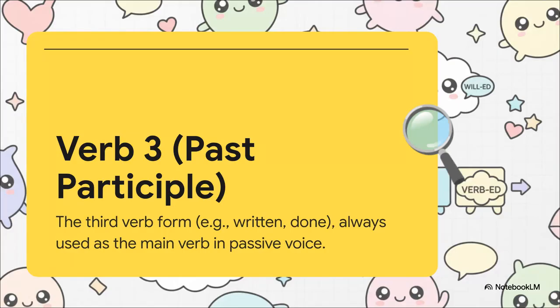And when you shift that spotlight, mechanically, something very specific has to happen. Your main verb transforms into what we call verb 3, or the past participle. Think of how write becomes written, do becomes done, or build becomes built. I really want you to mentally highlight this because using verb 3 is the core engine of our passive sentences. It's a non-negotiable rule. Whenever you transform an active sentence into a passive one, verb 3 is your magic wand.